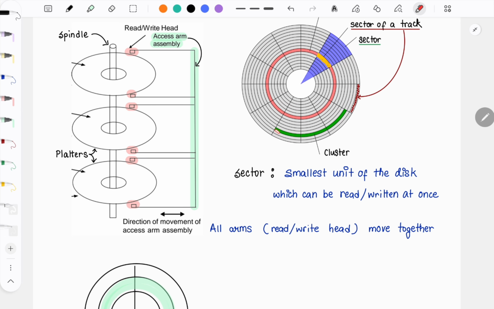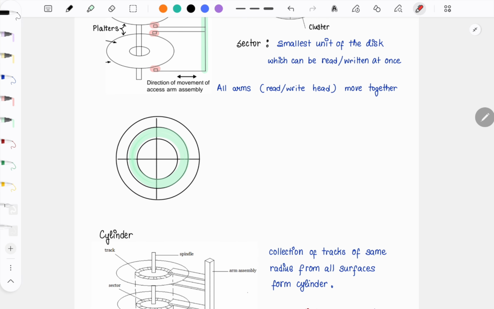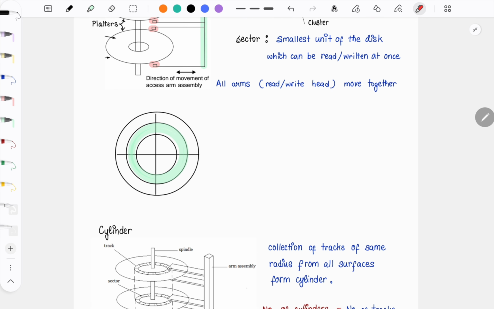And when we continuously place many sectors together one after another, this is referred to as a cluster. As you can see, the sector is the smallest unit of the disk which can be read or written at once. So for simplicity, we have taken one diagram.